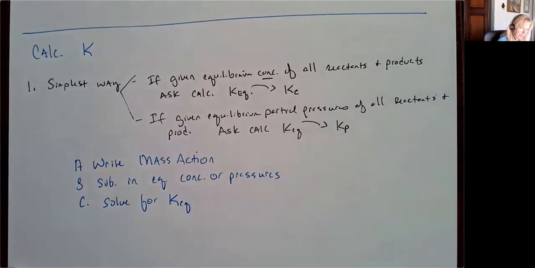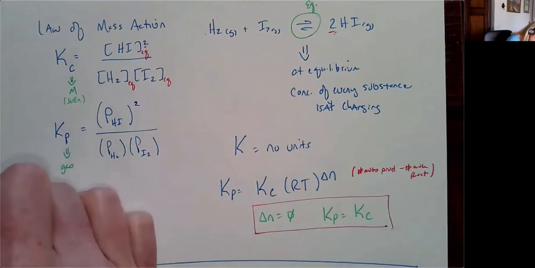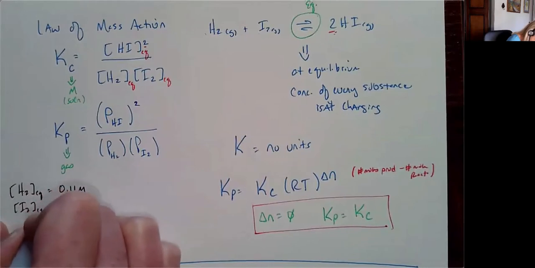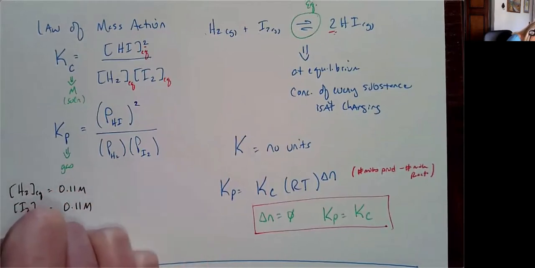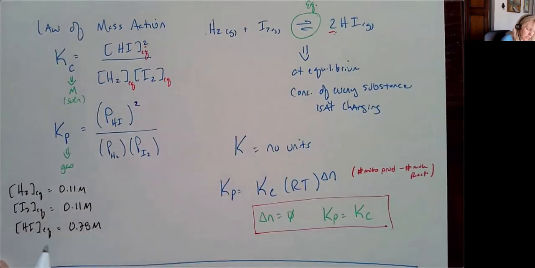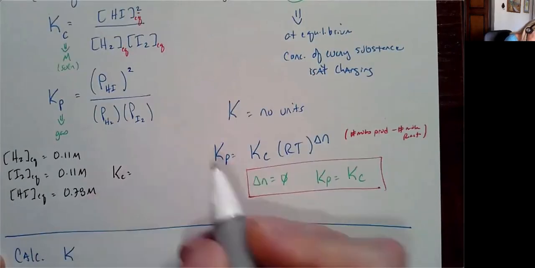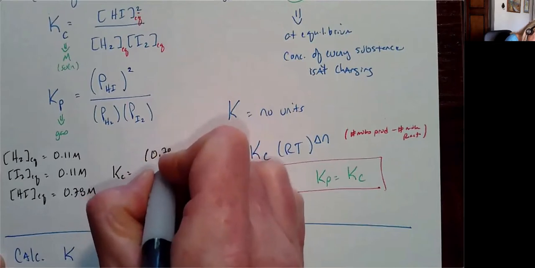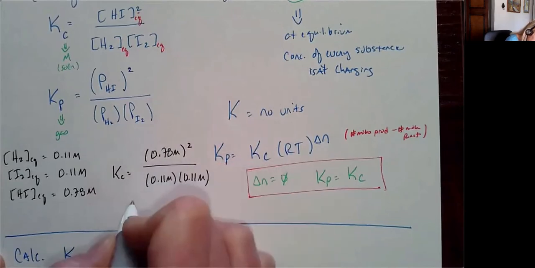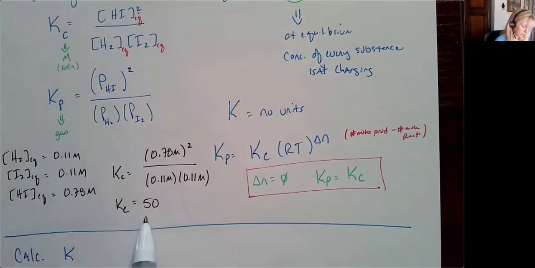So let's say in this scenario up here, I'm given concentrations. H2 equilibrium is 0.11 molar, I2 equilibrium is 0.11 molar, and HI at equilibrium is 0.78 molar. So I can take these values, substitute them into here and solve for Kc. So Kc is going to be equal to my products, 0.78 molarity squared over 0.11, 0.11. That's going to give me a value of 50. And remember, K is going to be unitless, so I'm just going to have a value here.